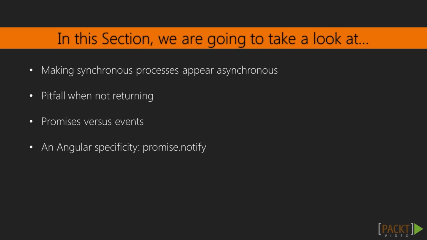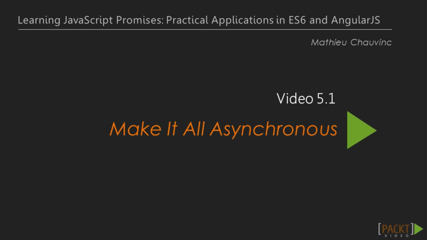We will look back at one of the widgets and spot a pitfall which occurs when not returning any value within a flow. We will also have a comparison of promises versus events, since both are ways of coding in asynchronous environments. And we will complete this section with an ES6 specific feature, the Promise.race method. Let's start by looking into the concept of making synchronous tasks appear asynchronous and why.